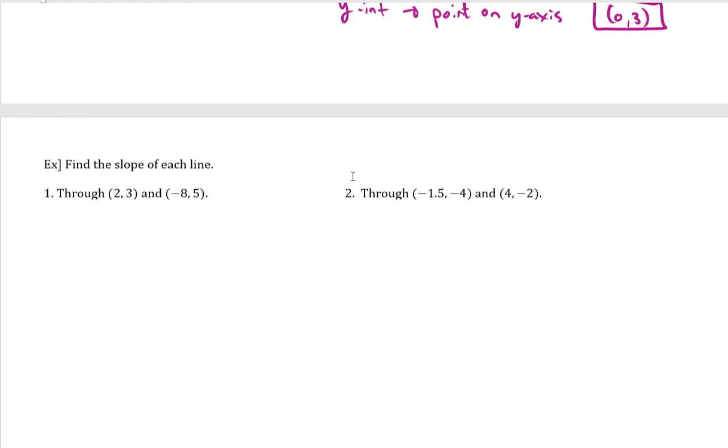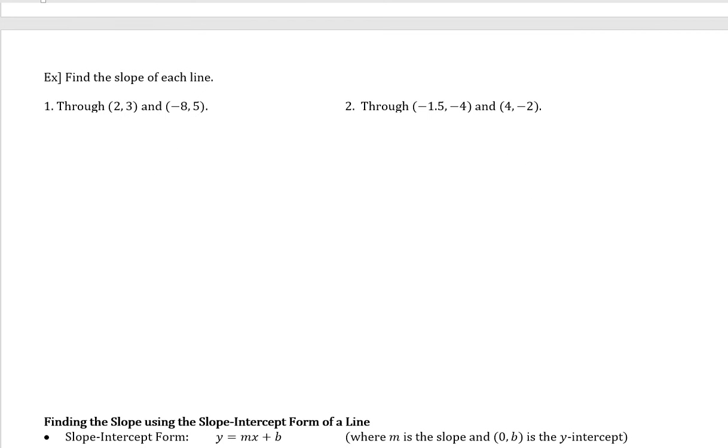Now let's go ahead and find the slope given some points. It's the same deal with what we just did. I would always sketch it first. So let's draw a picture. 2, 3, so 1, 2, and then up 3. So there's that point. And then negative 8 and 5. So 1, 2, 3, 4, 5, 6, 7, 8, and then up 5: 1, 2, 3, 4, 5. Right there. And then from there, we could draw it in.